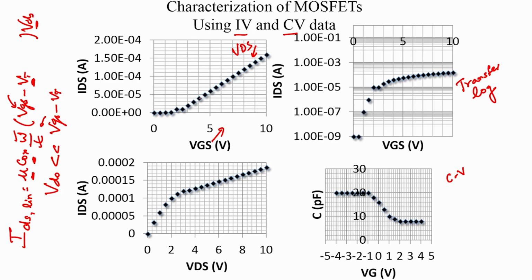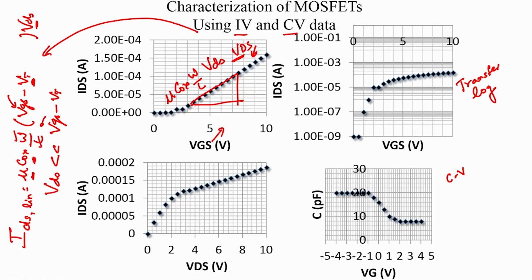Now, as I said, you could take each point here and plug it into the equation and obtain the parameters. But then an easier way to do it is to perform the IDS VGS characteristics at very low VDS and make use of this equation here. So, the slope at any point on this characteristics is simply mu Cox W over L into VDS.